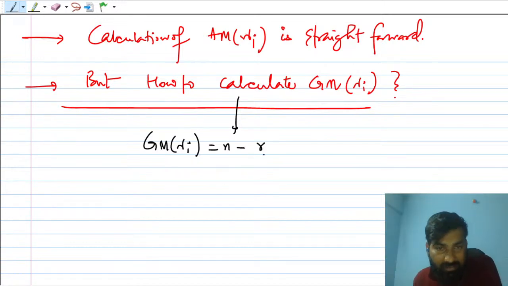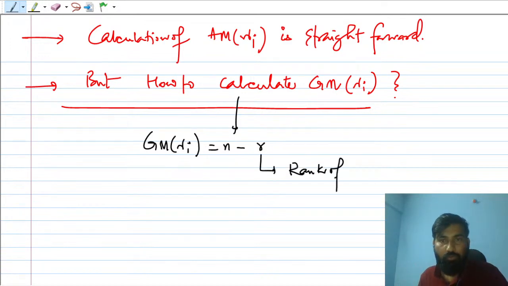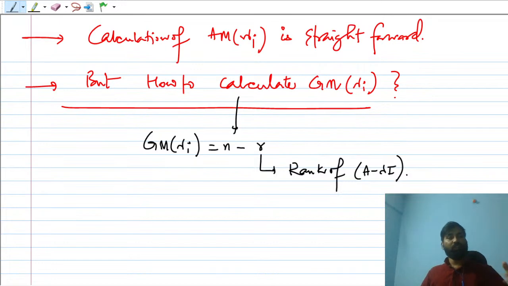This r is not corresponding to the rank of the matrix A. No, this R is corresponding to the rank of A minus lambda I. Whenever A is given, you have to compute A minus lambda I, then find out the rank of A minus lambda I. I hope this makes sense.